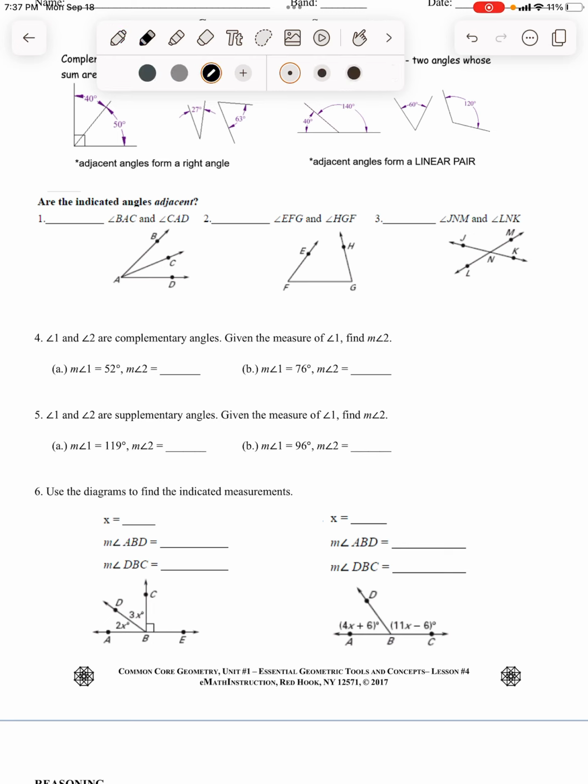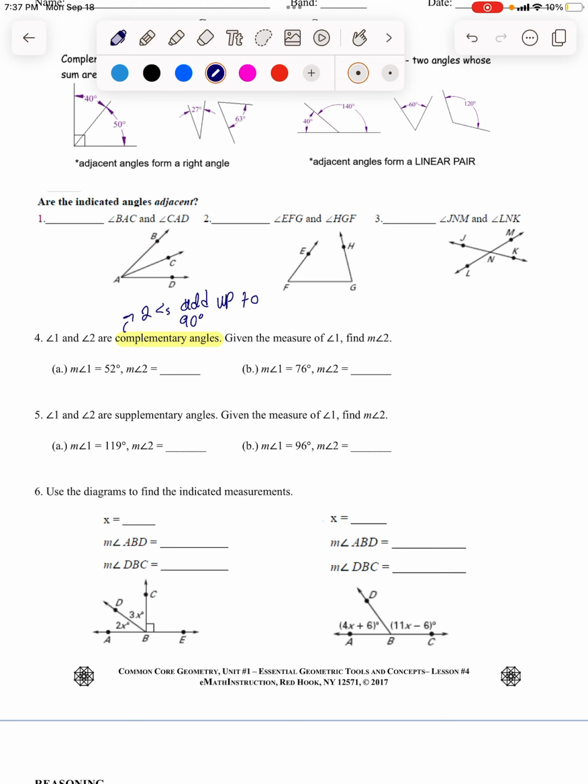So first things first, let's look at number 4. It says angle 1 and 2 are complementary angles. That's a buzzword, right? Look back at your notes. If you don't have it written down, write it down now. Remember that it's two angles that add up to 90 degrees.